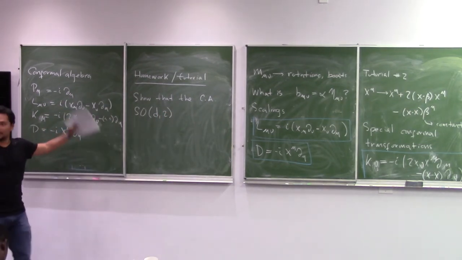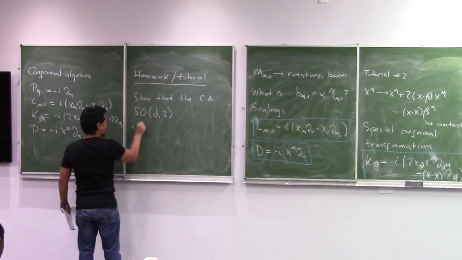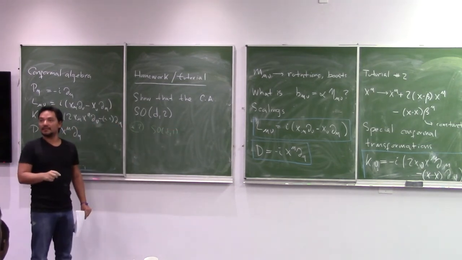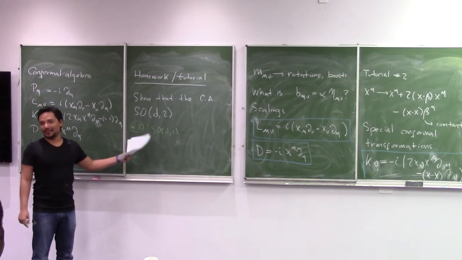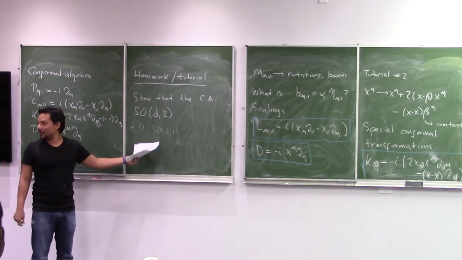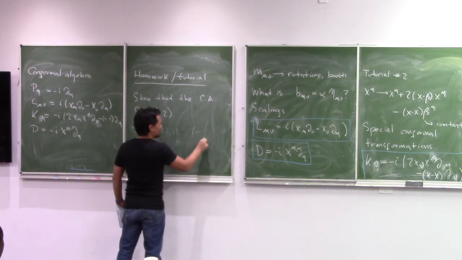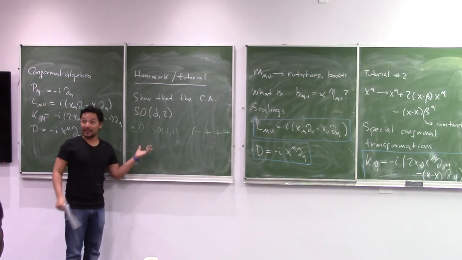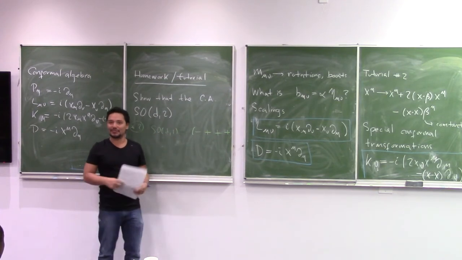What is SO(D, 2)? Just very fast. Can anybody tell me what SO(D, 1) was? It's the set of transformations that preserve the metric. Exactly, it's called the Lorentz group. It's the one that preserves a metric, and I use my own signature, minus, plus, plus, plus. The set of transformations that preserve this metric is the Lorentz group. It's not such a weird one.